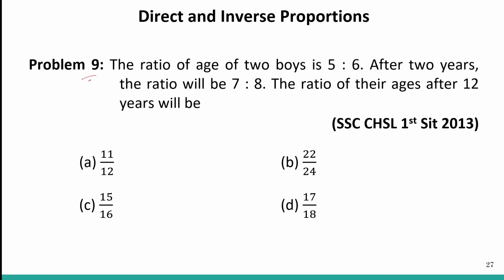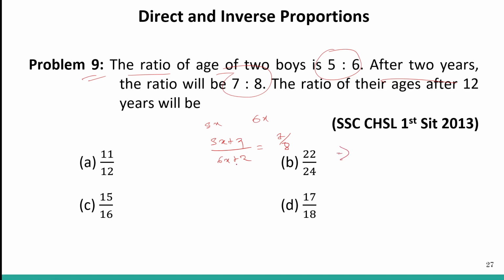So let's see problem number 9. The ratio of the ages of two boys is 5:6. After 2 years, the ratio will be 7:8. So let their ages be 5x and 6x respectively. After 2 years, their ratio will be 7:8. So (5x plus 2) by (6x plus 2) is equal to 7 by 8. Then the ratio of their ages after 12 years will be what? This is what is given to us.